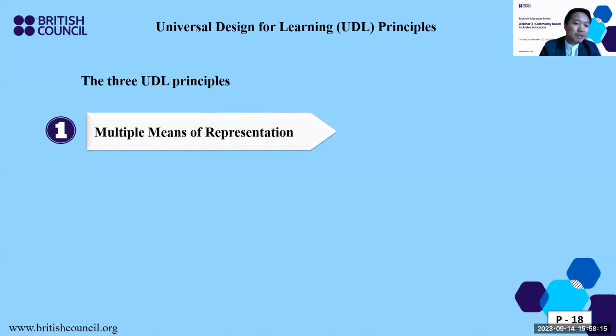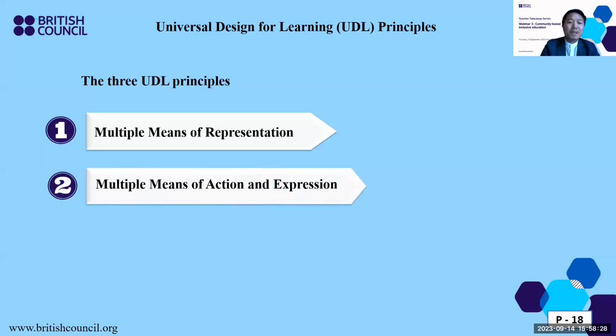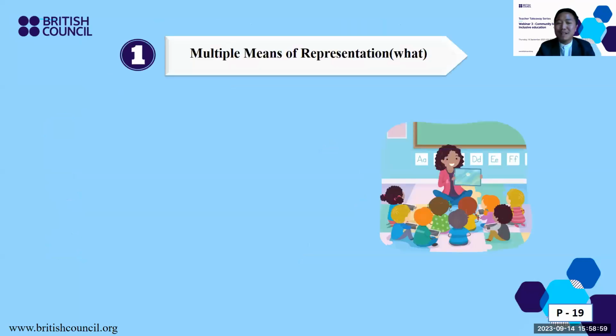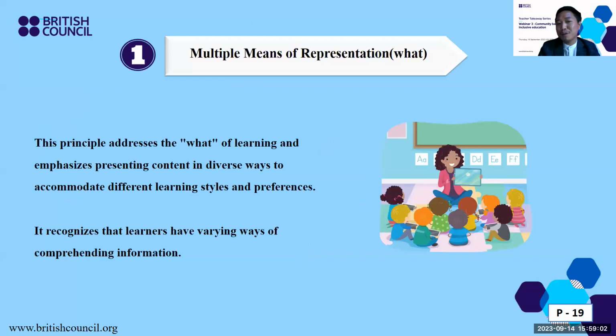There are three key principles of UDL. The first one is multiple means of representation, the what we are going to teach, what we are going to deliver. The second one is multiple means of action and expression, how we want to present what we are going to teach, what we want our students to get or learn. The third principle is multiple means of engagement, how the students engage with the content, the learning environment, and maybe ourselves, the teacher. Let's move to the first principle, multiple means of representation.